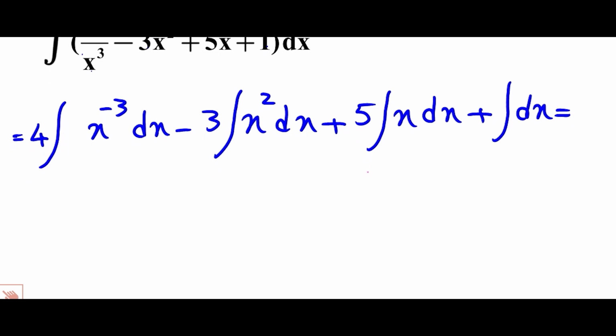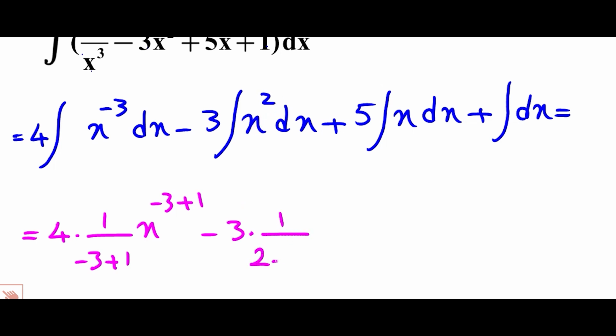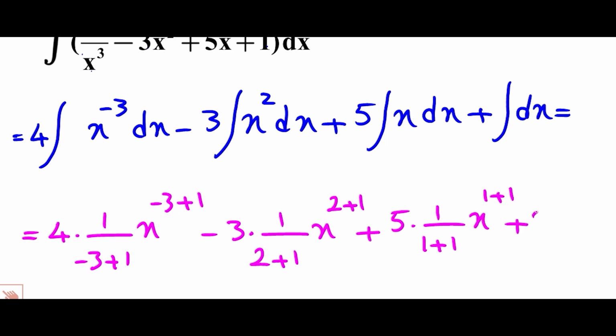So we use the power rule, means 4 times the integral of x to the power of negative 3 equals 1 over negative 3 plus 1 x to the power of negative 3 plus 1, minus 3 times the integral of x squared equals 1 over 2 plus 1 x to the power of 2 plus 1, plus 5 the integral of x dx equals 5 times 1 over 1 plus 1 x to the power of 1 plus 1, plus the integral of dx equals x plus c.